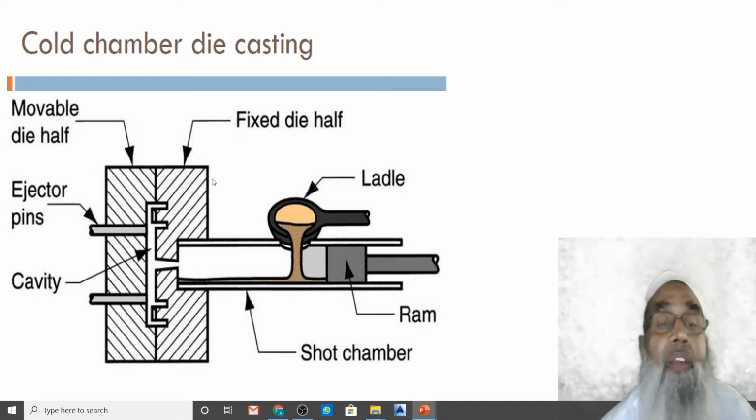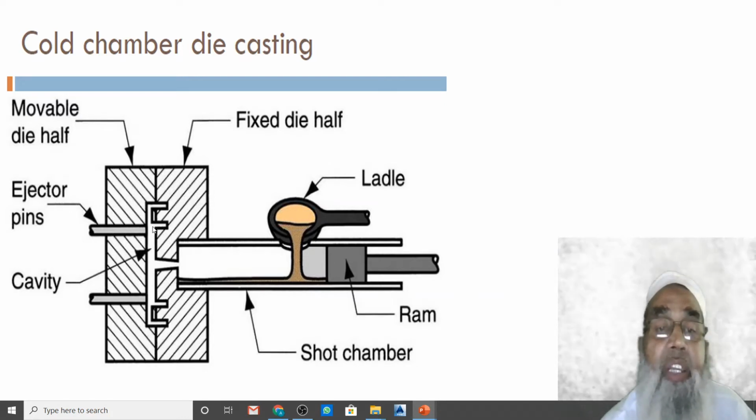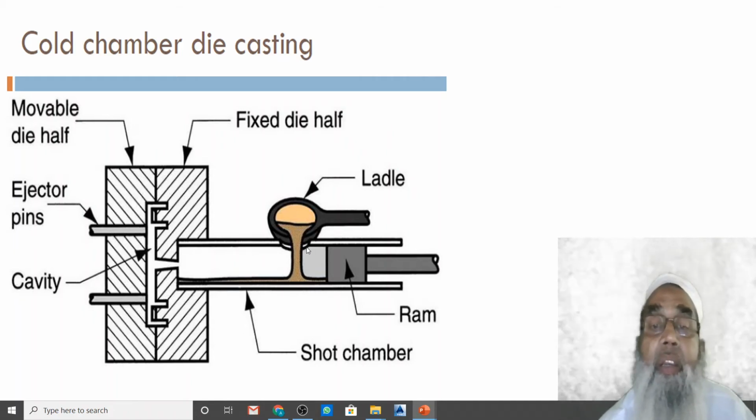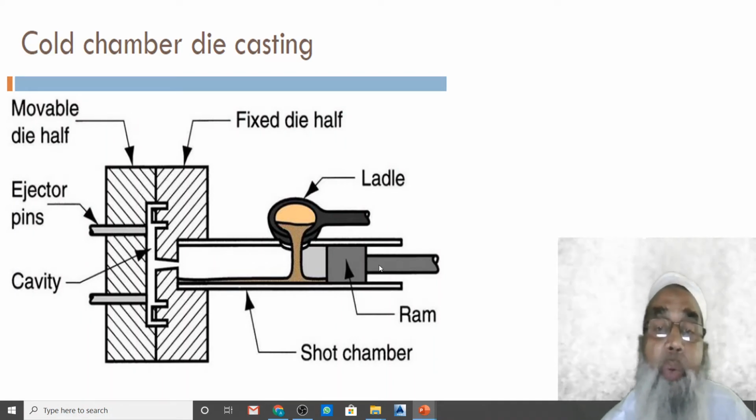And the other type is the cold chamber. Here we have the moving half and fixed half with the die cavity, and this chamber is not dipped in the molten metal; rather it is away, and it has a short chamber. We call it a short chamber, with an opening so that we can pour in the molten metal with the help of a ladle. After pouring, the ram is used. That is the ram which injects the molten metal into the die cavity.